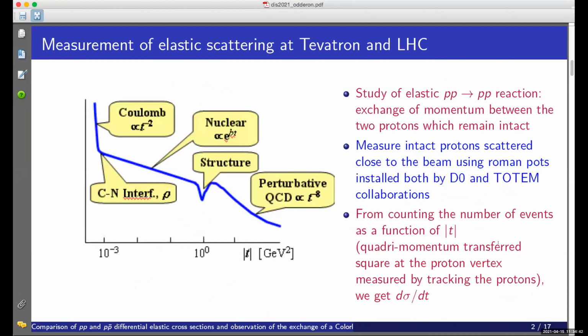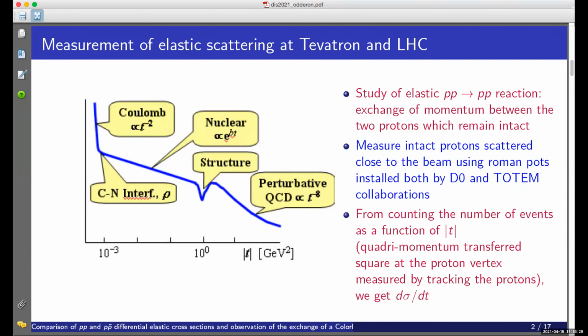So let me just indicate what elastic scattering is at the Tevatron or LHC. You have this kind of observable, just the elastic scattering. So for instance, proton-proton going to proton-proton. There is exchange of momentum between the two protons, which remain intact in the final state. We measure these intact protons in dedicated detectors called Roman pots. We heard the talk by Ksenia, who mentioned these Roman pots. We just use them in a different kinematical domain. And we count the number of events as a function of t, where t is the four-momentum transferred squared at the proton vertex, which is measured again by detecting and tracking the protons.